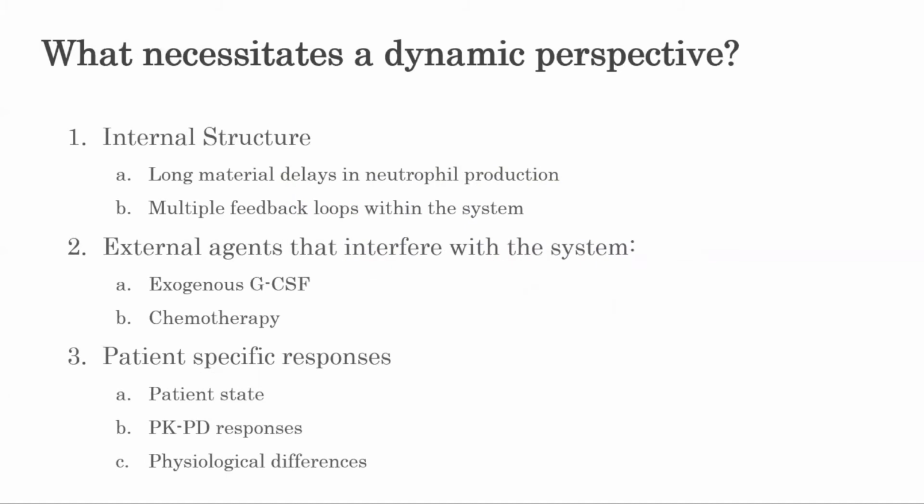So why do we need a dynamic perspective? Long material delays in neutrophil production and numerous feedback loops within the system result in a complex structure. On top of that, external agents such as exogenous GCSF and chemotherapy, paired with variability in patient responses due to patient state, physiological differences, and pharmacokinetic pharmacodynamic responses, introduce new interactions and dimensions to the problem. All these make it crucial to understand the causal relations and intertwined processes of this complex system in order to manage this dynamic problem. In this regard, we aim to build a causal descriptive model that will help us analyze the underlying structure.